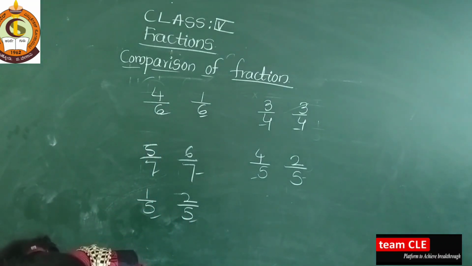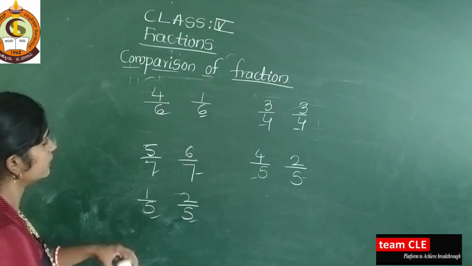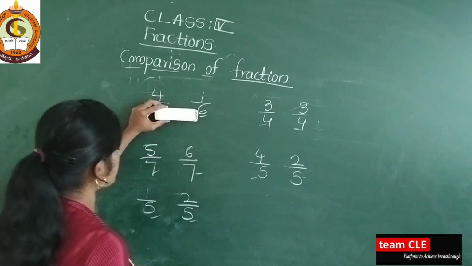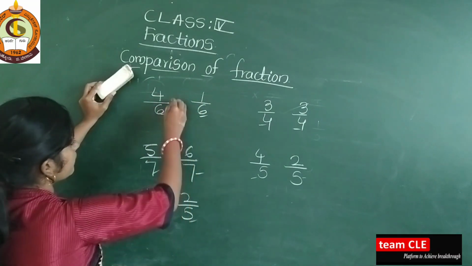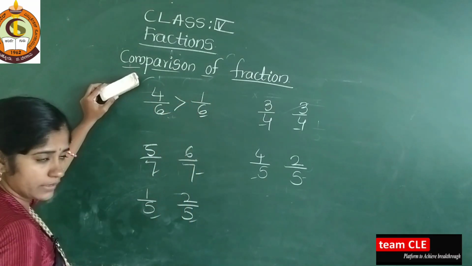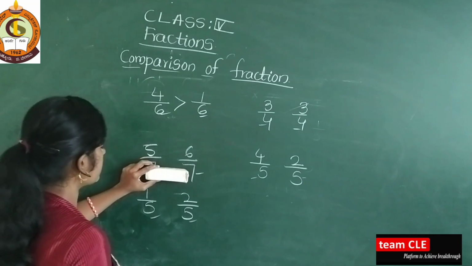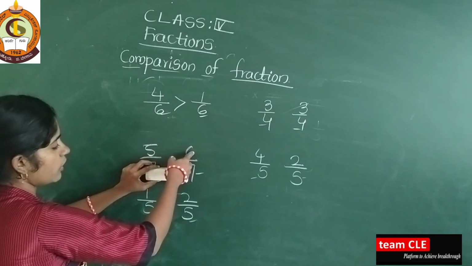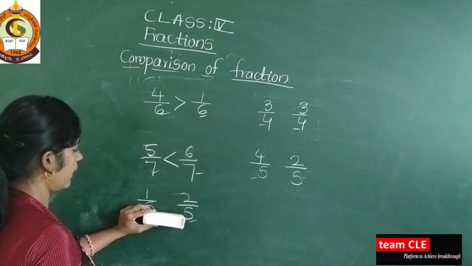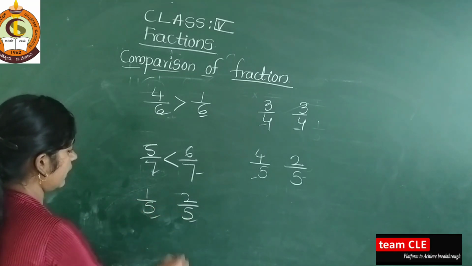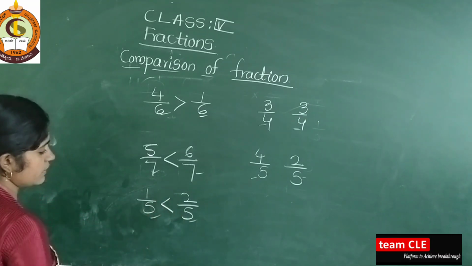Here there is no need to worry. You just hide the denominator. So 6 is there, 4 is there, 1 is there. Then which one is greater here? This 4 by 6 is the greater. Here also hide this 7 and see, 5 big or 6 big? 6 big. And here also you hide, 1 by 5, 2 by 5. Then which one is greater here? This 2 by 5 is greater.